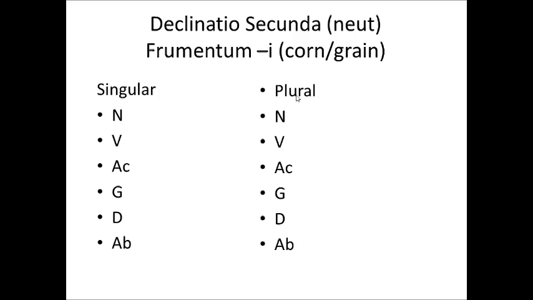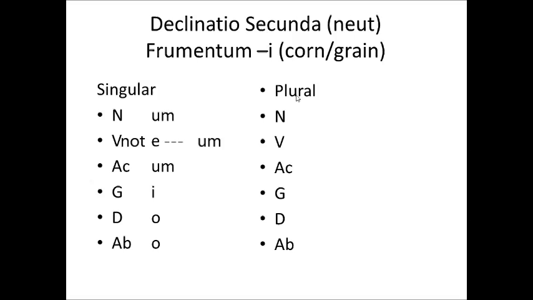So we'll move on to the second declension, neuter, and we'll use frumentum, frumenti, because I like the vocative for this. So our nominative singular is um. Our vocative singular is not E like the masculine, but rather like the nominative. Our accusative singular is um. Our genitive singular is i. Our dative singular is O, and our ablative singular is O.